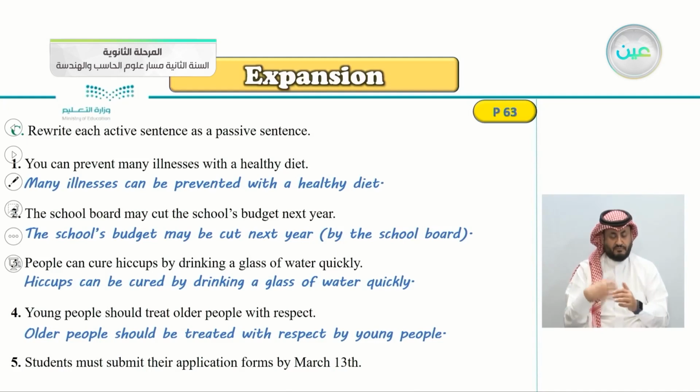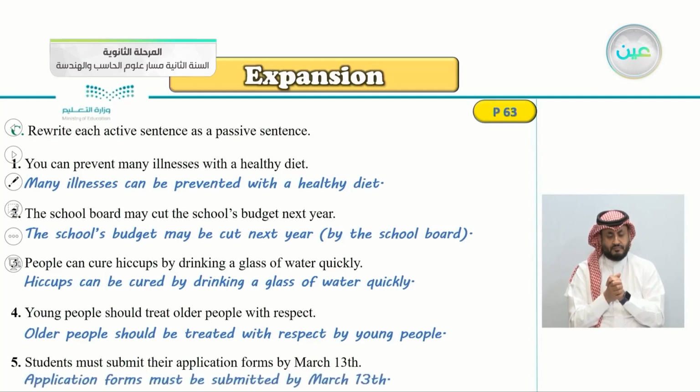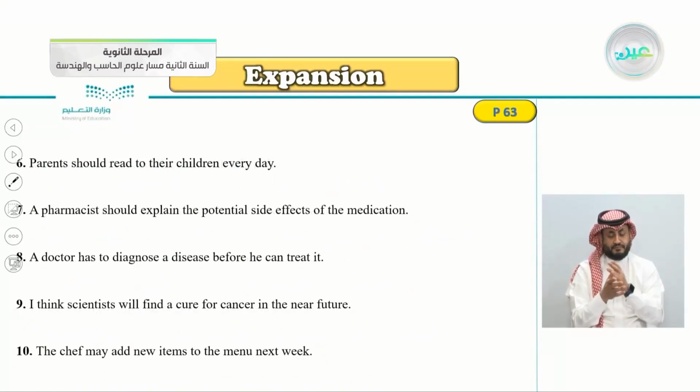Number 5, students must submit their application forms by March the 13th. So this one is really easy. Application forms, the object, must be submitted by March the 13th. Number 6, parents should read to their children every day.